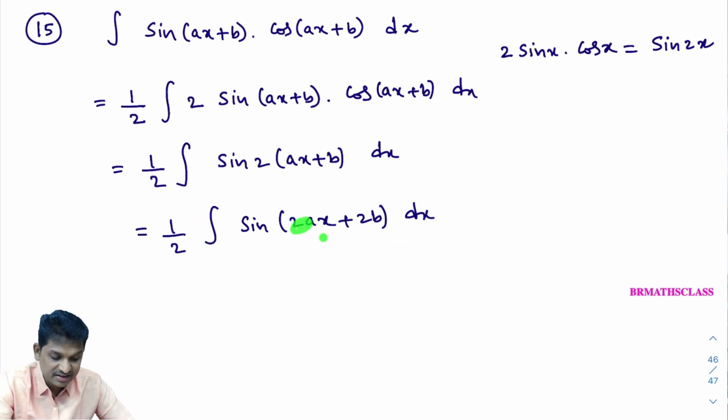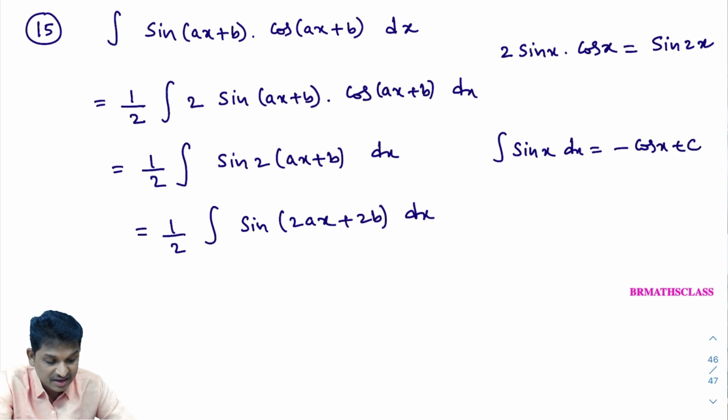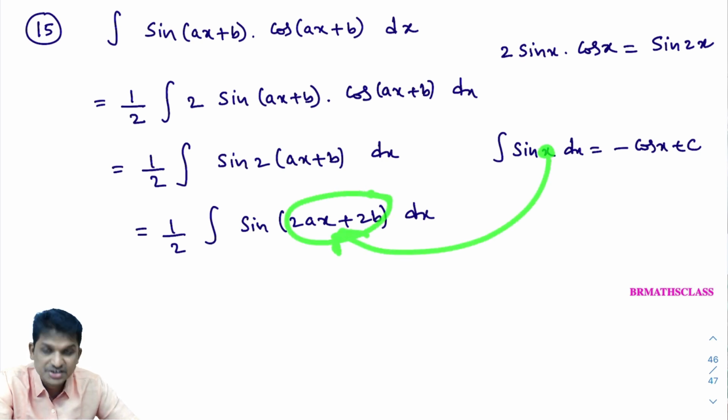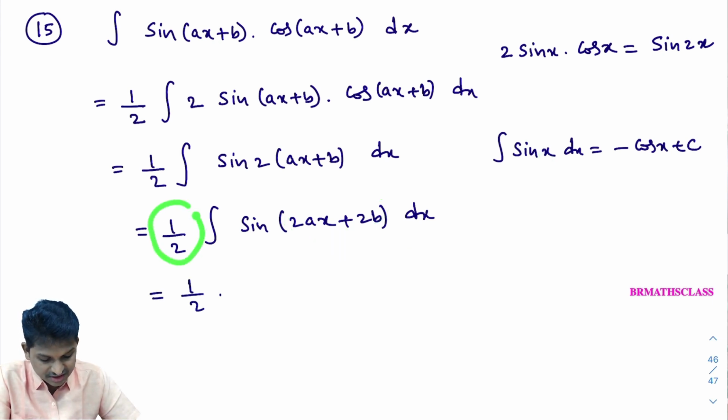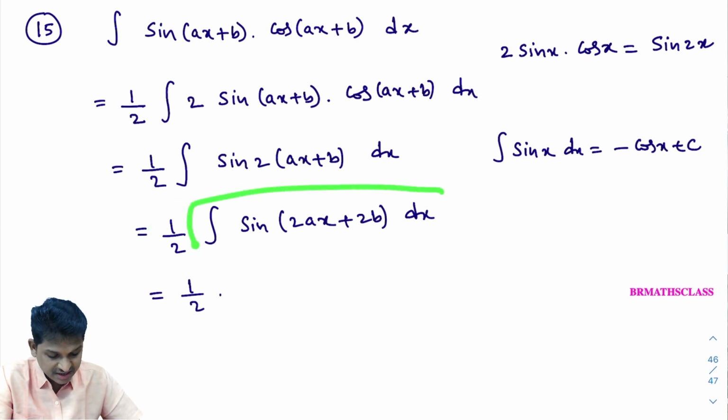Look here, ax plus b form. You know this formula. What formula? Integral of sin x dx equals minus cos x plus c. You observe this problem. In place of x, here an ax plus b type expression is there, a linear expression. Then how to integrate this? That equals 1 by 2 into, here 1 by 2 is from this. Now I need to integrate this.